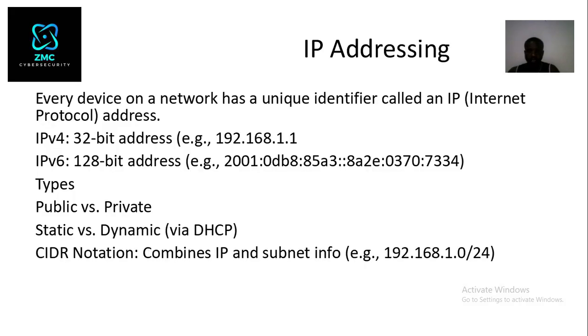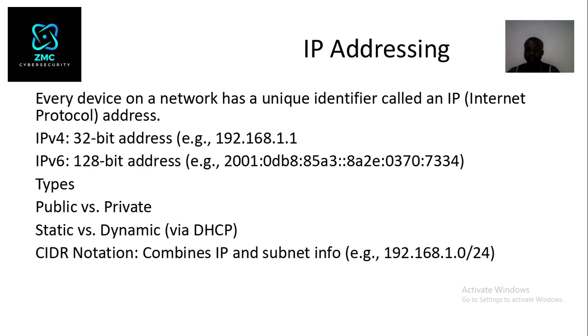When I'm talking about IP addressing, as I said, every device, every phone, every laptop or personal computer has its own network, and it has a unique identifier which is called an IP address, internet protocol address. So we have IPv4, which is a 32-bit address, for devices that are 32 bits. Examples, this is how it comes.